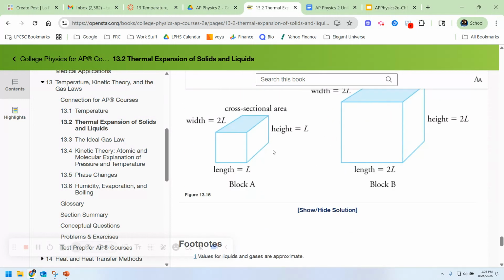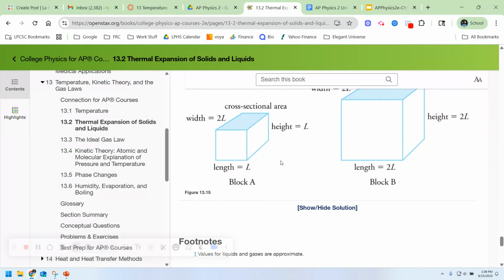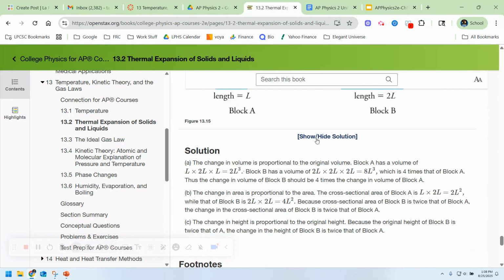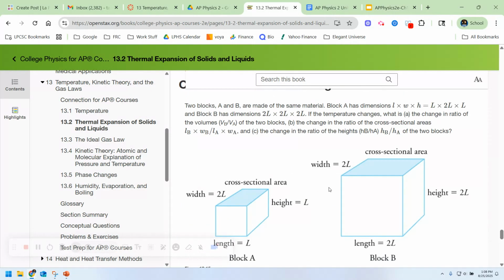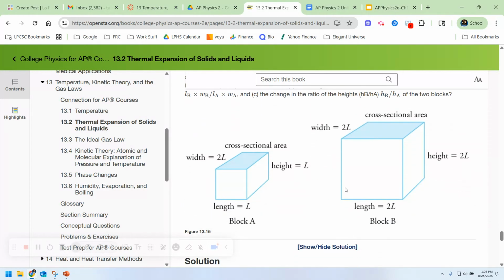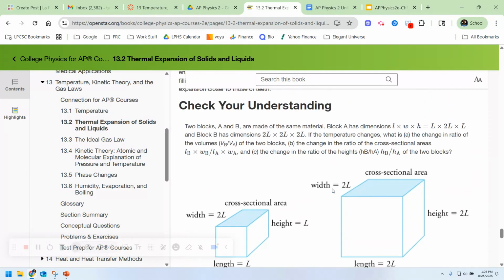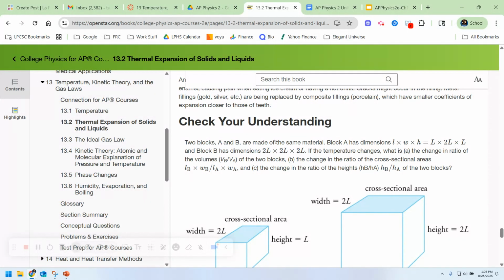And then this one, you're going to calculate some expansions and stuff, and then when you're done, you can look and see how you did. Like what happens if you go from block A to block B? How does that work? So I'll let you read and write that down, but that's for your notes, and that's it.